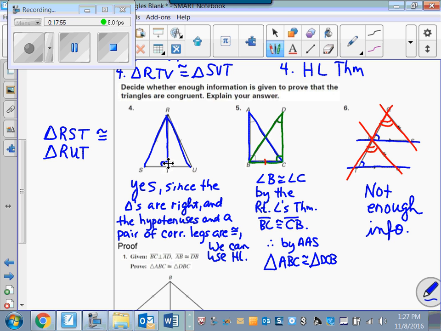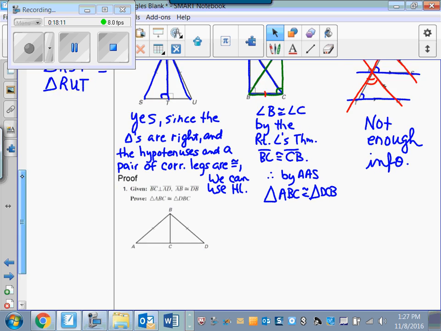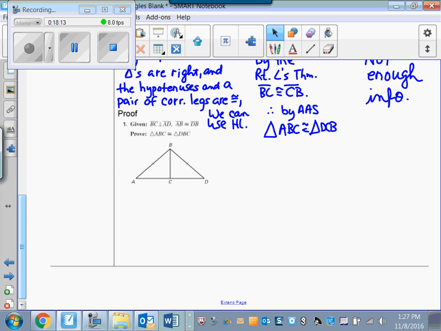I promise you on the test, more than likely you'll see some more of these. Probably saw some on your quiz already. I'm giving you triangle sets and you're going to have to tell me, is there enough information here to prove that these are congruent? You don't actually have to do the proof, but you have to think through it and decide if there's enough information.